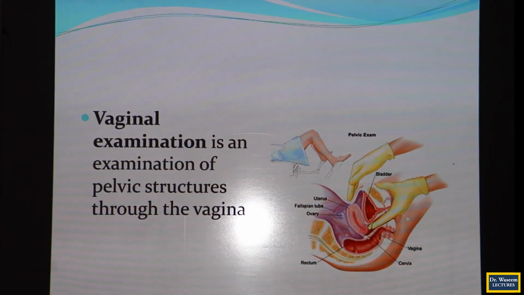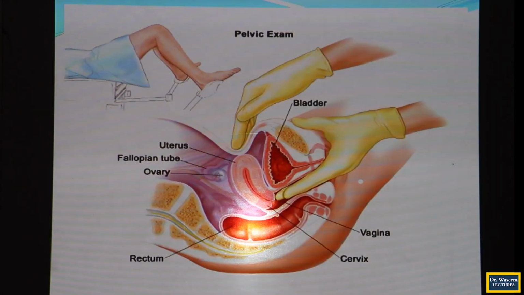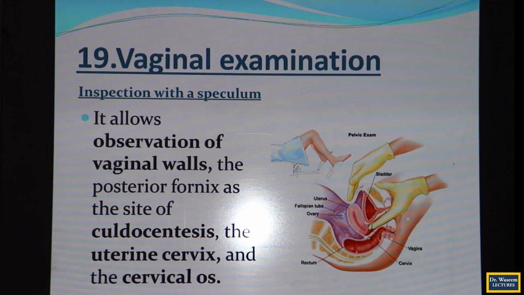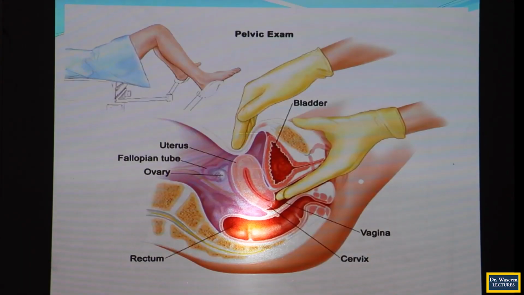Now, vaginal examination is an examination of the pelvic structures through the vagina. Inspection with the speculum allows observation of the vaginal walls. You can see the posterior fornix, you can do culdocentesis, and you can visualize the external os, the position or the condition of the uterine cervix. All this is done through the speculum.